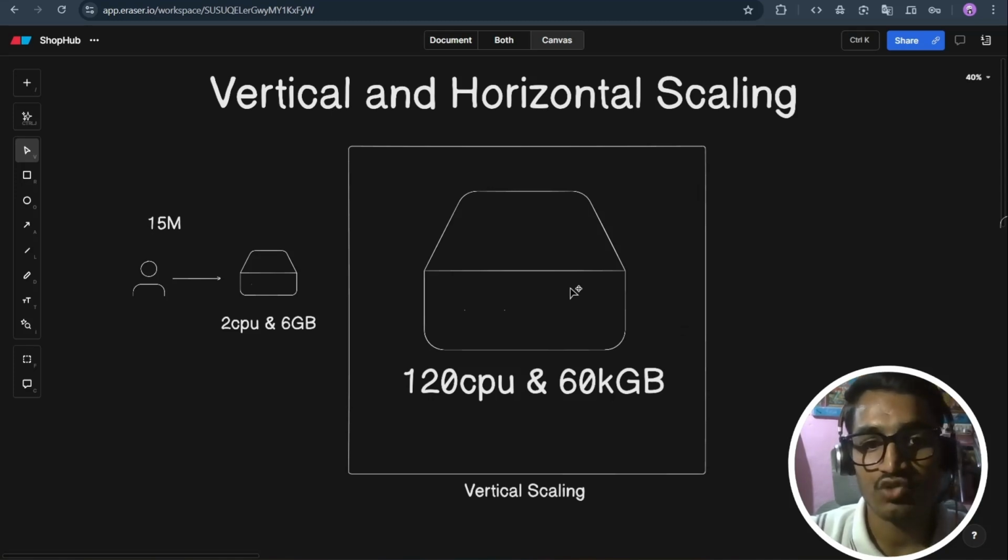And what is the issue with that? Whenever this server goes down, your entire application is down, and there will be downtime, the customer will be unhappy, and your organization's value is going to decrease. And second, there is a limit to increasing the server size. You cannot increase it indefinitely; there will be a limit. So to solve that, we use horizontal scaling.